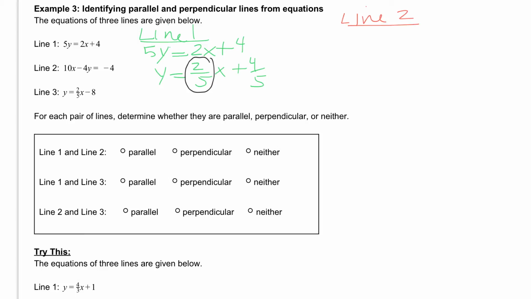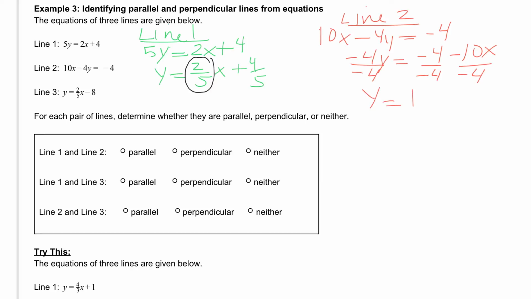Then let's take a look at line 2. Line 2, we have 10x minus 4y equal to negative 4. Solving for y, we start by subtracting 10x from both sides, and we get negative 4y equal to negative 4 minus 10x. Then we divide everything by negative 4. That gives us y equal to positive 1, since a negative divided by a negative makes a positive. And 10 divided by 4, both divisible by 2, gives 5 over 2 times x. So our slope of this line is the number in front of x, which is a positive 5 over 2.